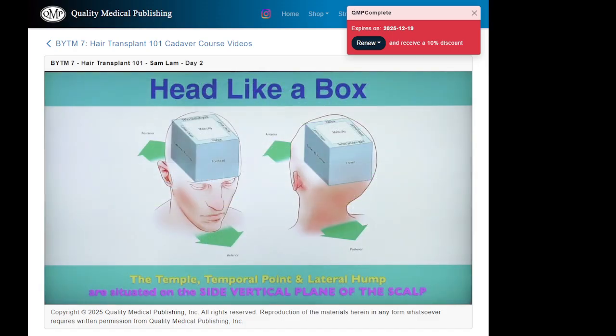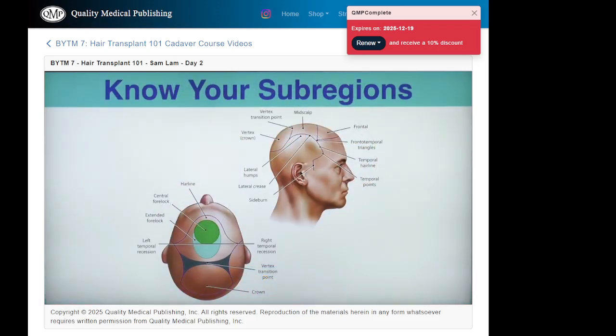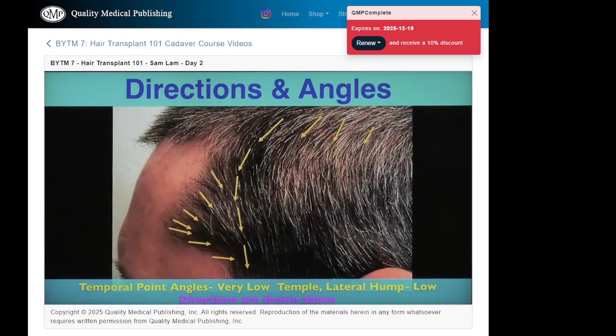Remember the head is like a box; lateral hump, temple, all that sits on the lateral vertical plane. If you think of it that way, you can conceptualize it. If we want to do some more scalps in there and show you flow of motion, I'd be happy to do that. But this is a schematic. Know the subregions. As the side zone, the mid scalp that goes forward, goes to the hump, things change. How does it change? Directions and angles.